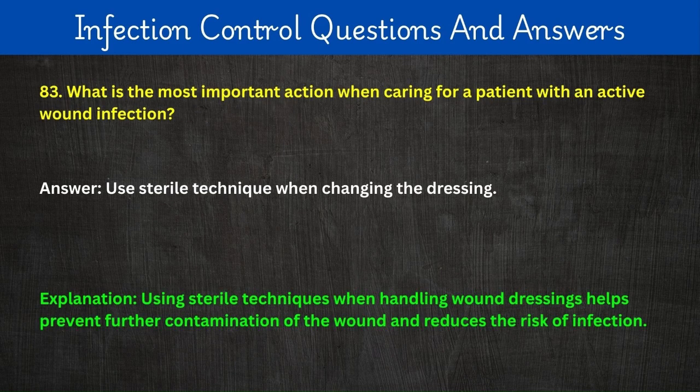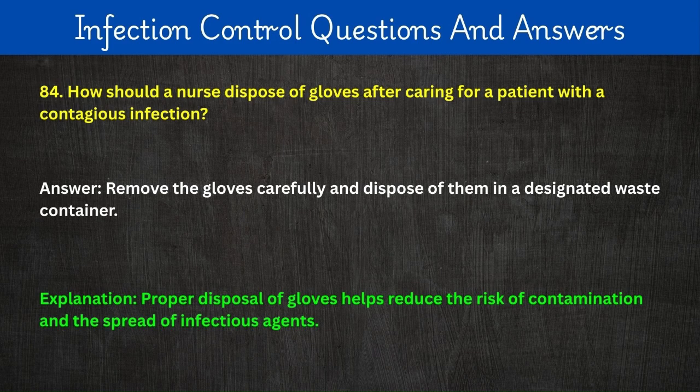83. What is the most important action when caring for a patient with an active wound infection? Answer: use sterile technique when changing the dressing. Explanation: using sterile techniques when handling wound dressings helps prevent further contamination of the wound and reduces the risk of infection.